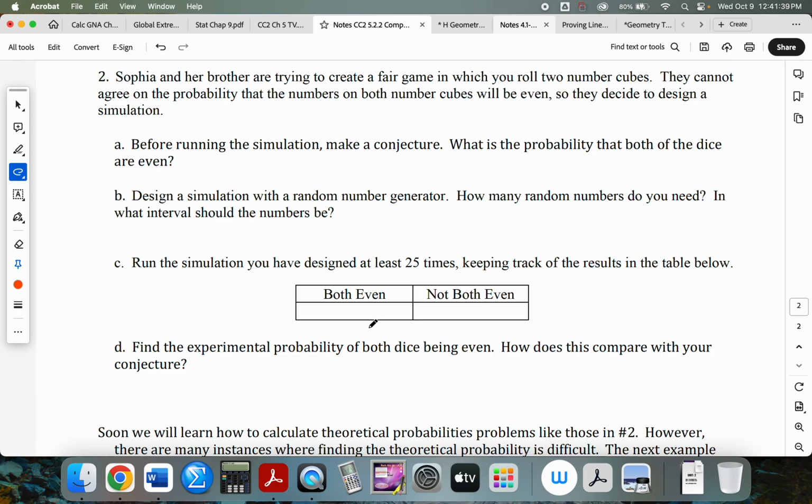All right. So now we're going to design a simulation with a random number generator. How many random numbers do you need? And in what intervals should they be? So we need 2 random numbers, and they need to be between 1 and 6.